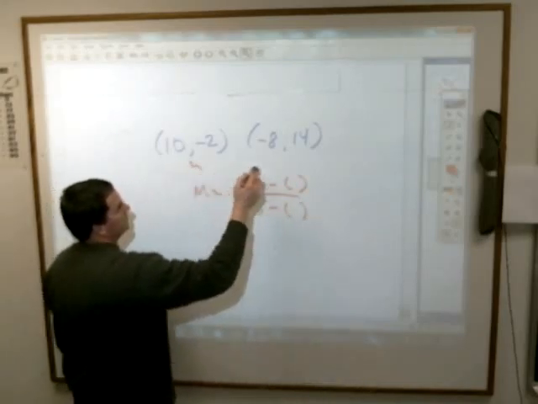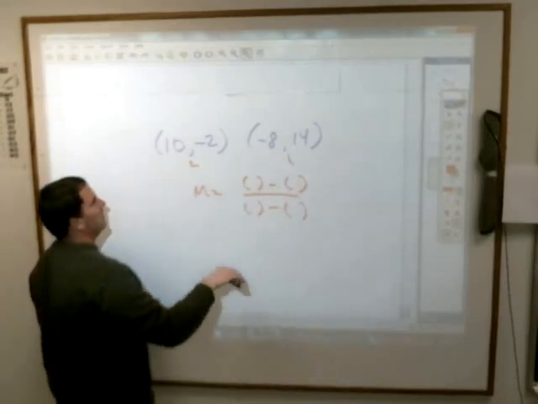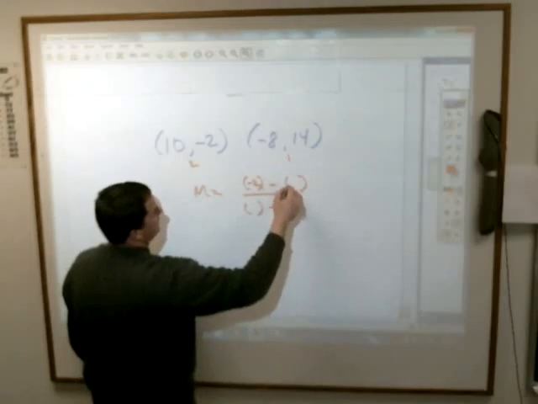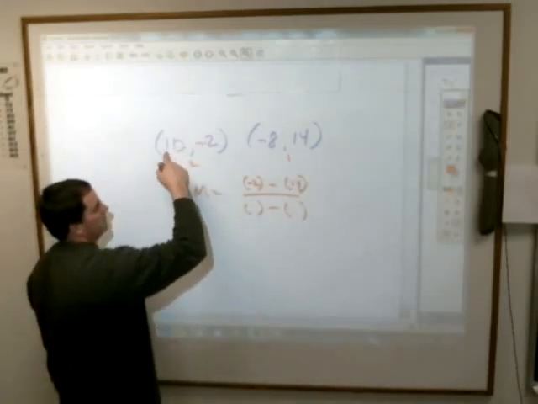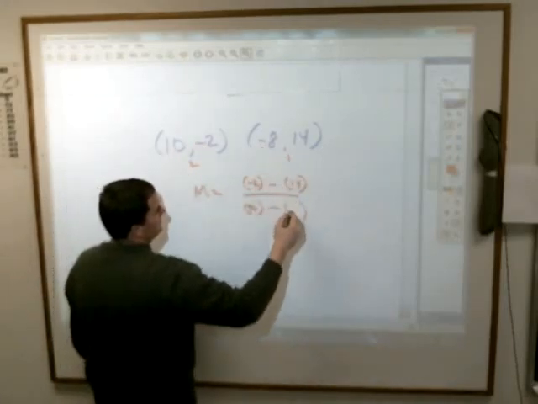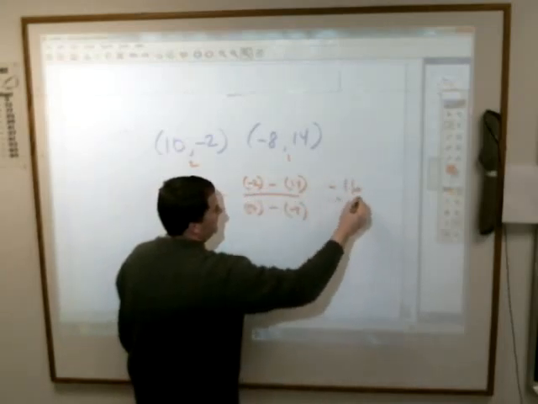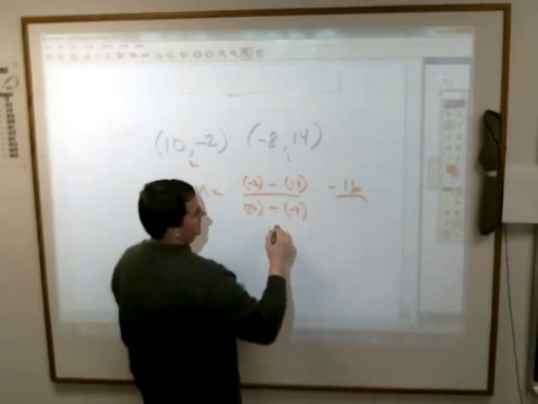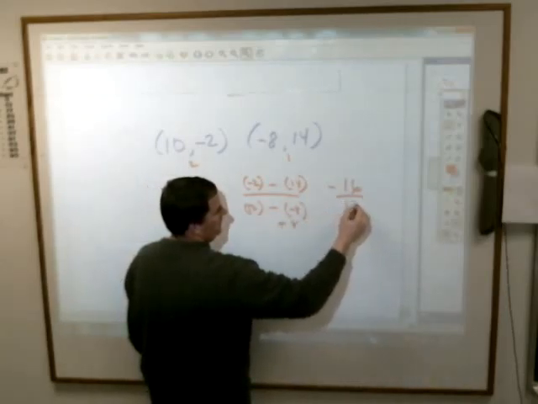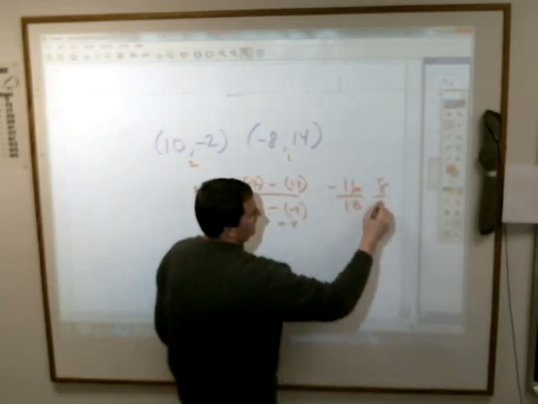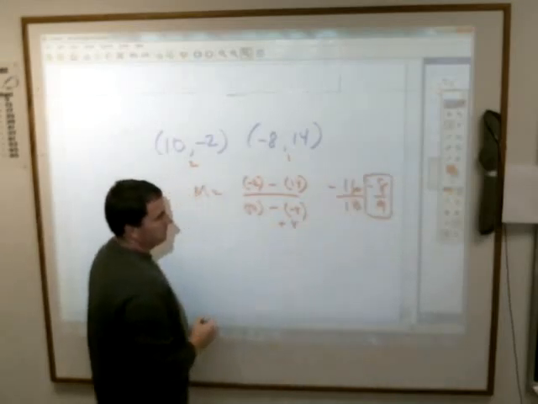Maybe you want to put a little number underneath so you remember which one is which. y2 is negative 2. y1 is 14. x2 is 10. x1 is negative 8. Negative 2 minus 14 is negative 16. 10 minus a negative 8 is actually 10 plus 8, which is 18. Your slope is negative 8/9. So we don't have to draw the graph.